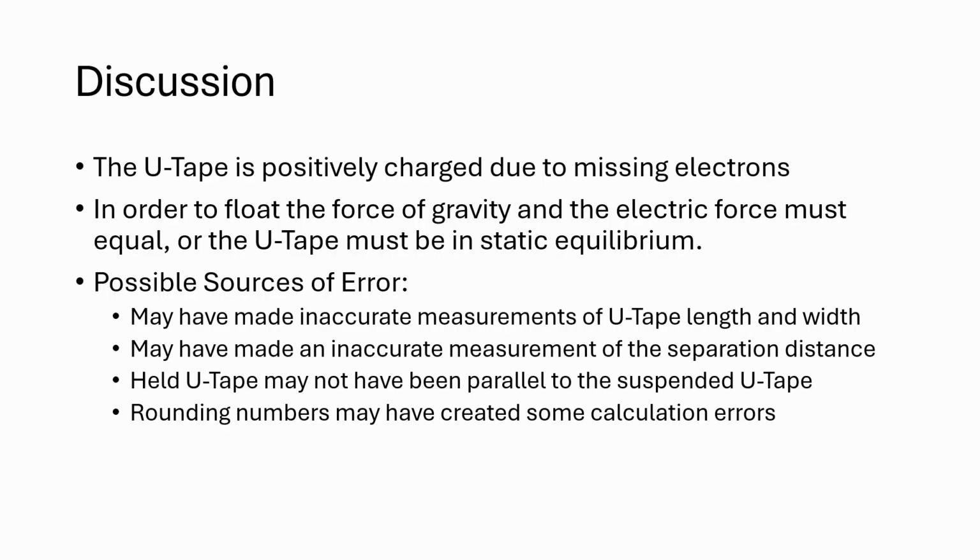The discussion: the U-tape is positively charged with missing electrons. In order to float, the force of gravity and electric force must be equal. Possible sources of error may be inaccurate measurement of separation distance, and the tapes may not have been held parallel.